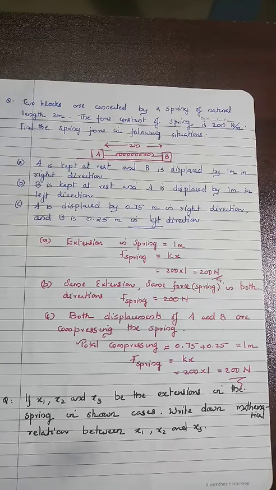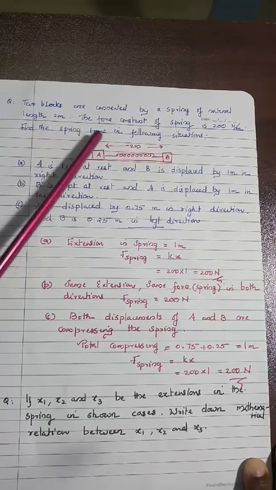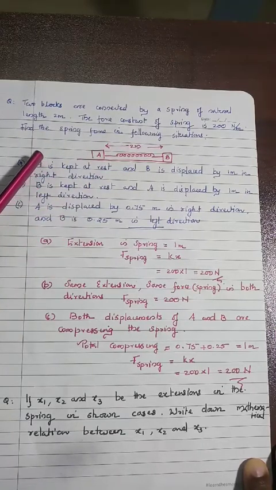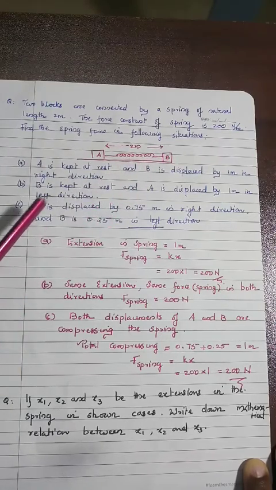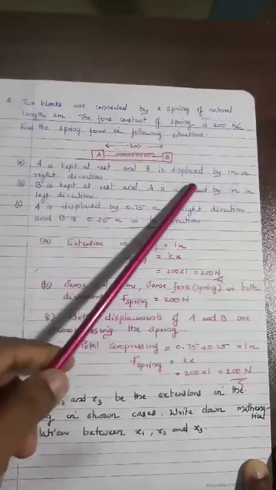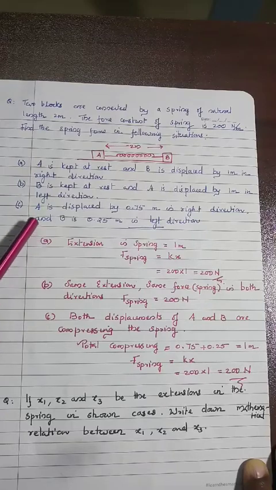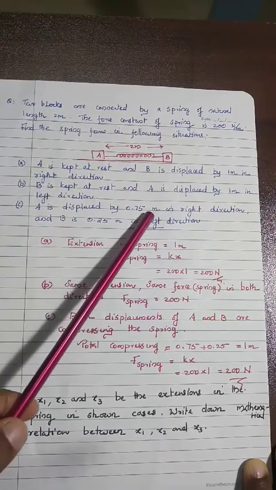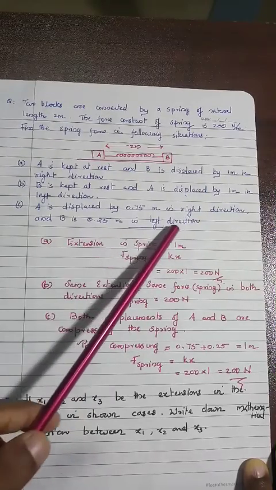Good concepts are waiting. Two blocks are connected by a spring of natural length 2 m. The force constant of the spring is 200 Newton per meter. Find the spring force in the following situations. Look at the figure. A is kept at rest and B is displaced by 1 meter in the right direction, then in the left direction. In the third question, A is displaced by 0.75 meter to the right and B by 0.25 meter to the left.